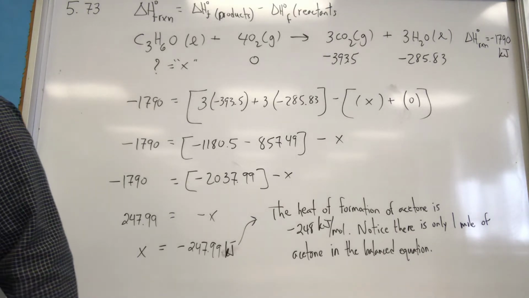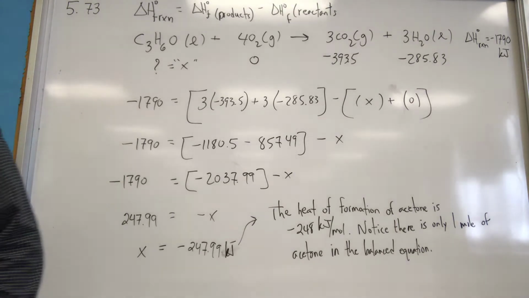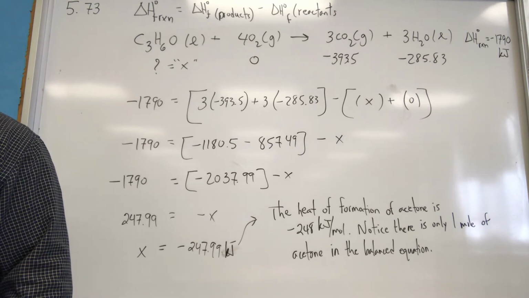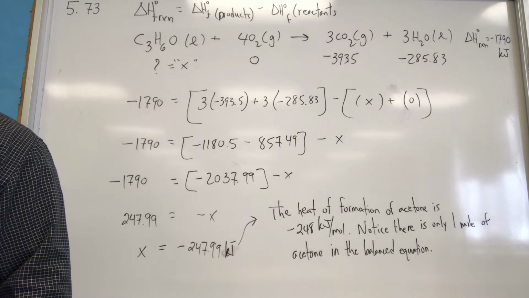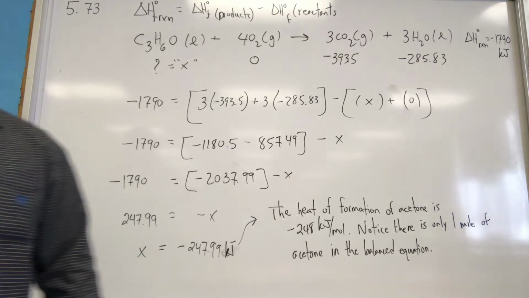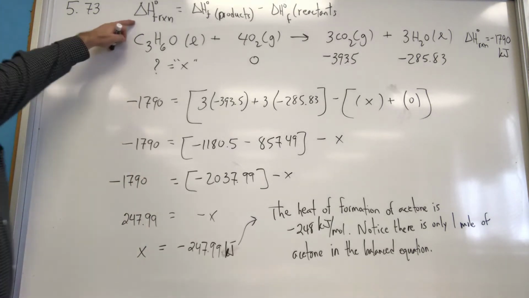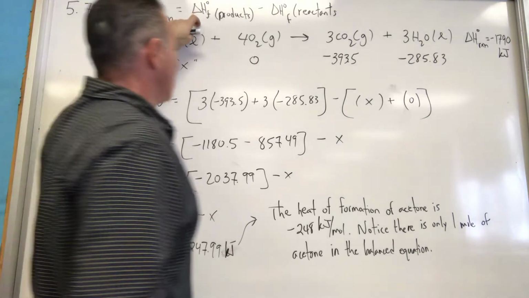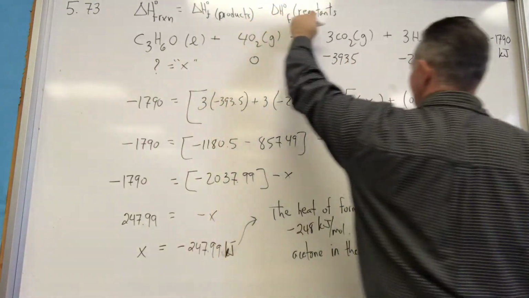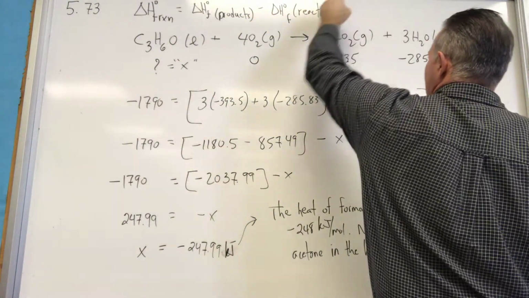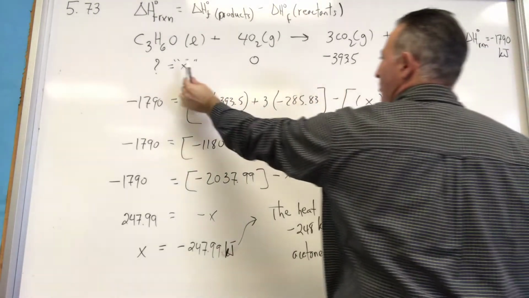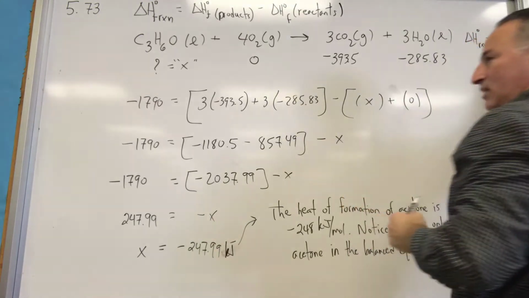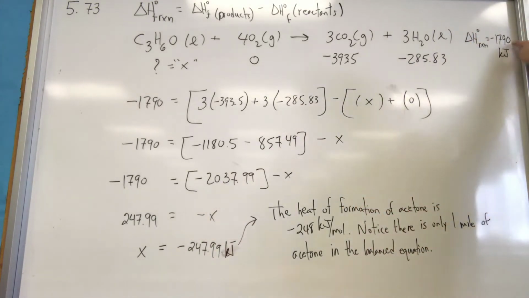73. Complete the following. Complete combustion of 1 mole of acetone liberates 1,790 kilojoules. Using this information together with the data from Appendix C, calculate the enthalpy of formation of acetone. So the delta H heat of reaction is equal to the delta H naught of formation of the products minus the delta H naught F of the reactants. Here's the balanced equation. We looked up all the values in the appendix at the back of the book. We're told what the heat of the reaction is, so we can set up the equation.